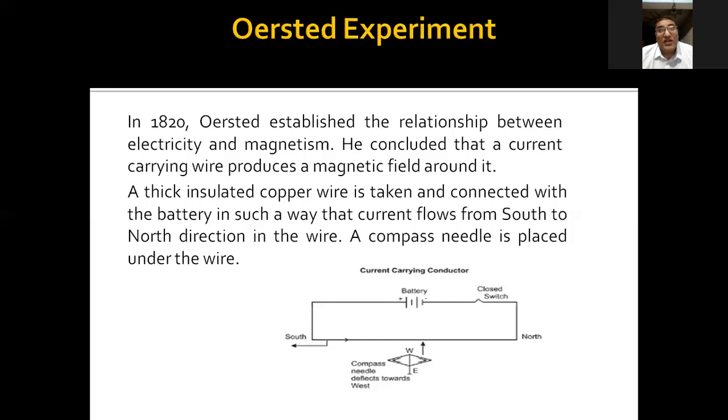But what he observed, that whenever he closes this switch, what happens? This magnetic compass changes its orientation. The needle of the magnetic compass started pointing in another direction. The magnetic compass will align itself in the east-west direction. He observed that the north of the magnetic compass, whenever you close this switch, changes direction. It starts pointing in the east-west direction, perpendicular to where it should be.